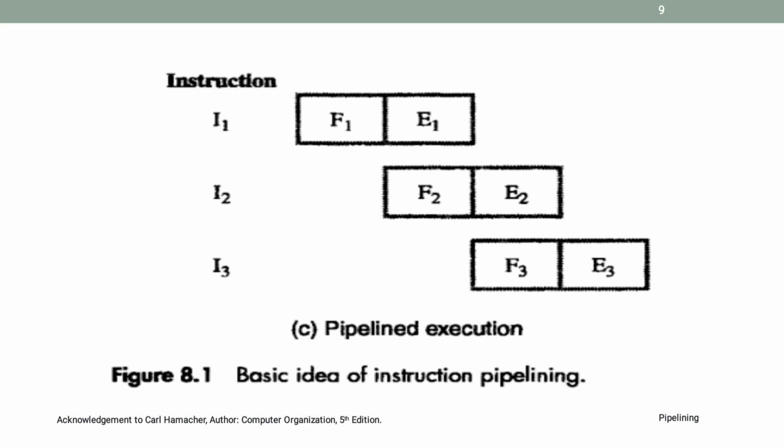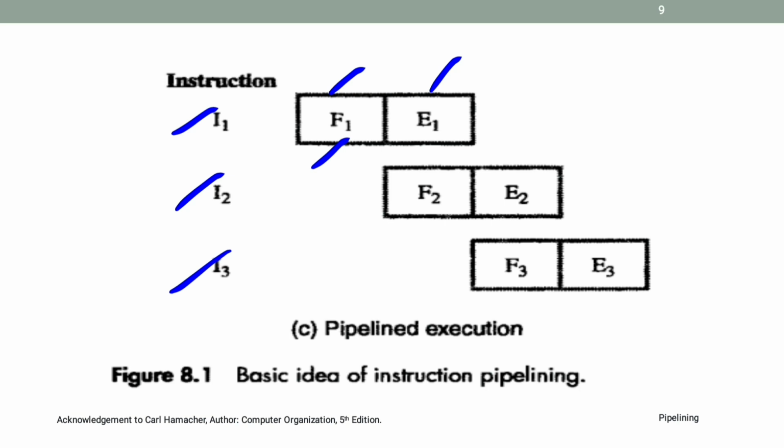Here in the figure we can see three instructions I1, I2, I3. For each instruction execution there are two phases, the fetch phase and the execution phase. F1, E1 are the fetch and execution phases of instruction 1. F2, E2 are the fetch and execute phases of instruction 2. F3 and E3 are the fetch and execute phases of instruction 3. So during the first clock cycle, instruction 1 is fetched from main memory and copied into a processor register.